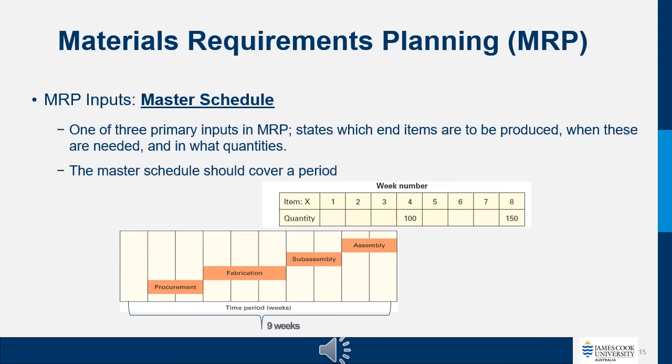covers a period. For example, we can see, all right, in week 4 we need 100 quantity of this product. So then we need to go back and say, okay, assembly of that product takes us 2 weeks. Sub-assemblies maybe 2 weeks. We go back, fabrication 3 weeks, and procurement maybe 2 or 3 weeks. So it means 9 weeks before we need to start the process.